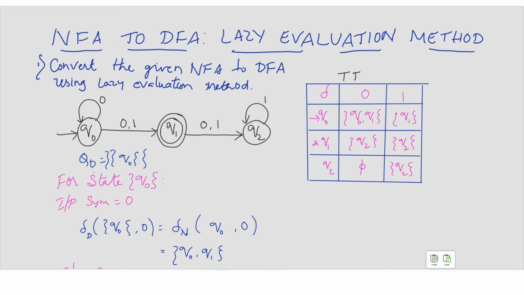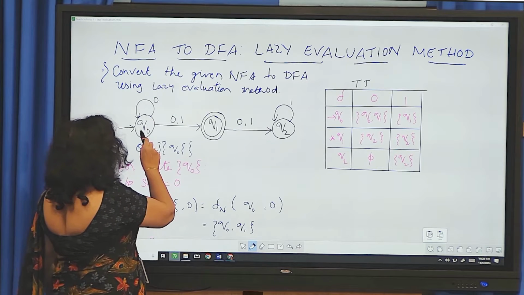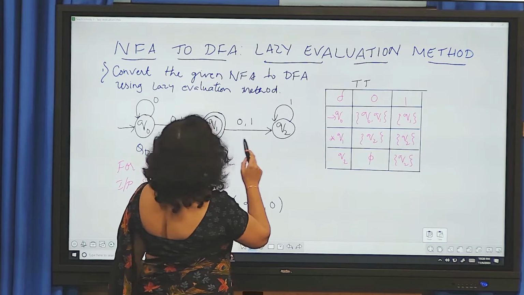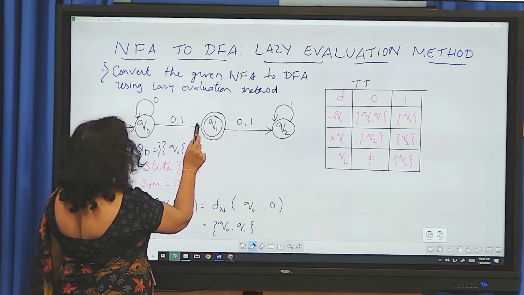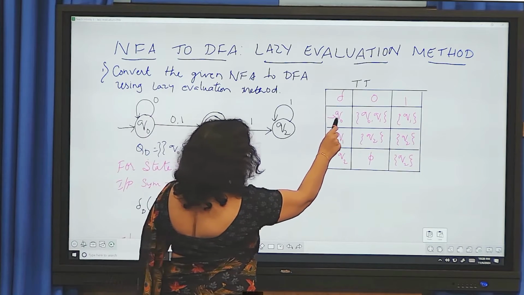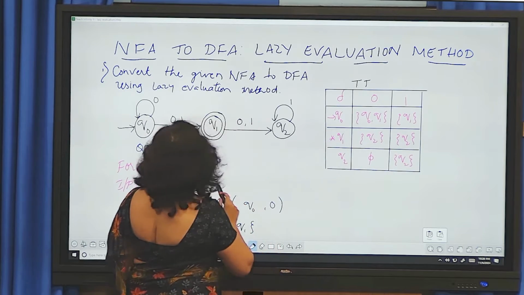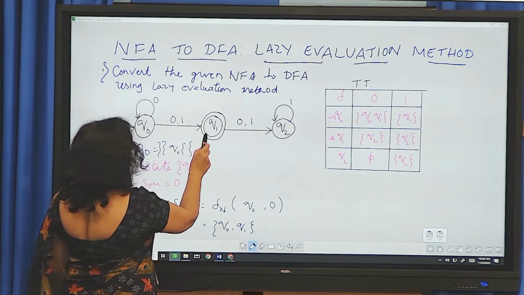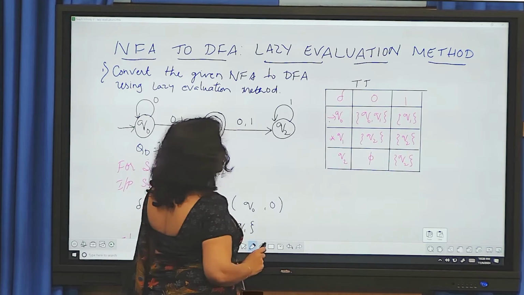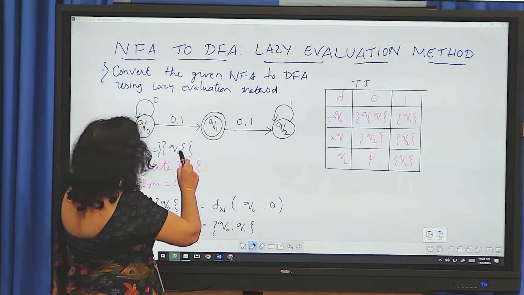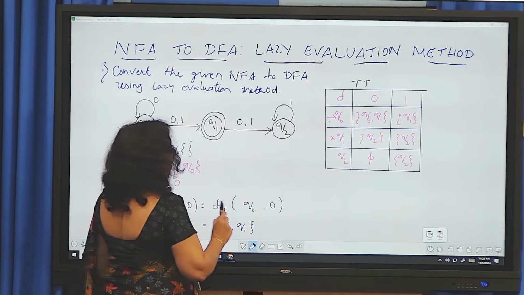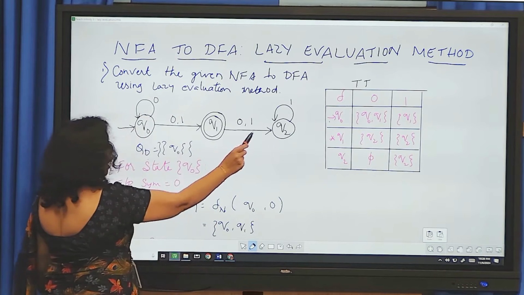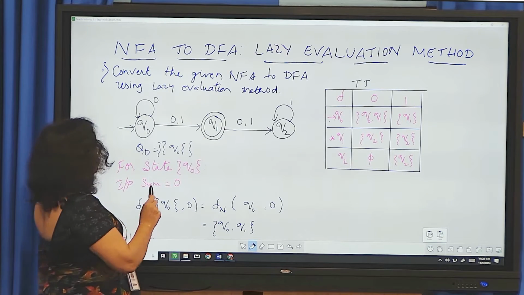Now look at the diagram. This is the transition table for this diagram. We have three states Q0, Q1, Q2. Q0 is the start state, mark it with an arrow. Q1 is the final state, mark it with a star. Now the input symbols are 0 and 1. Now we will have to prepare that transition table.